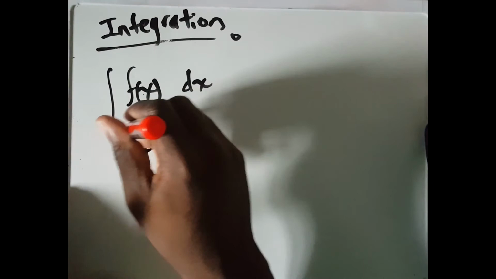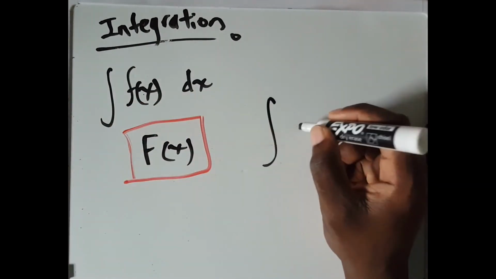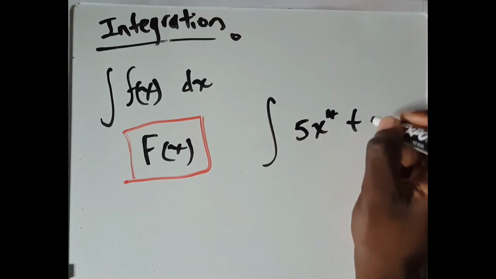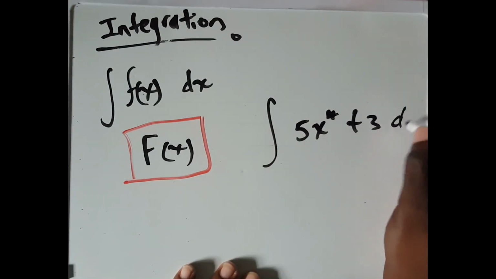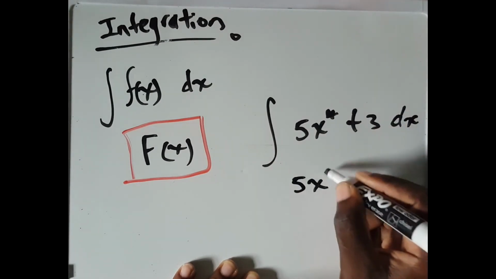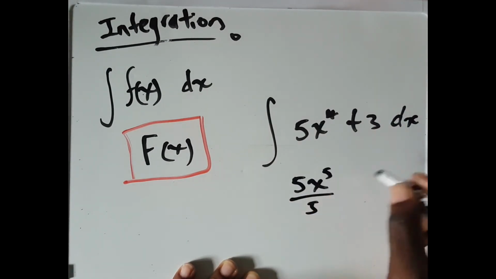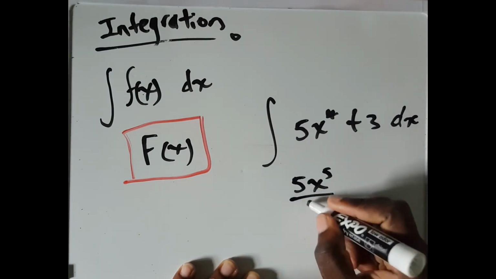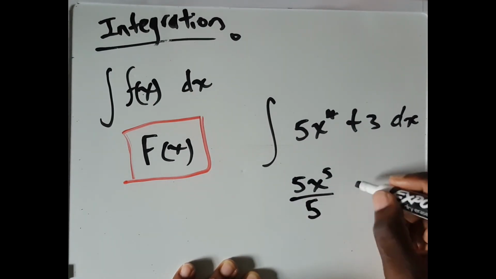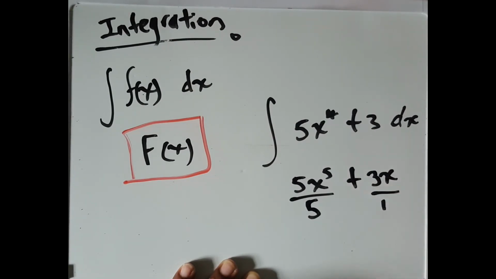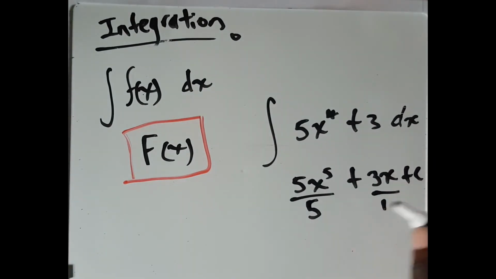Highlight it again and say what I was saying. If I integrate 5x to the 4th power plus 3, and I'm integrating with respect to x, then I would have 5x to the 5th over 5. I didn't have to write the 5 back, but I'm writing this for teaching sake. So over 5 plus 3x over 1 plus c. This is my integral. And let me write this better.